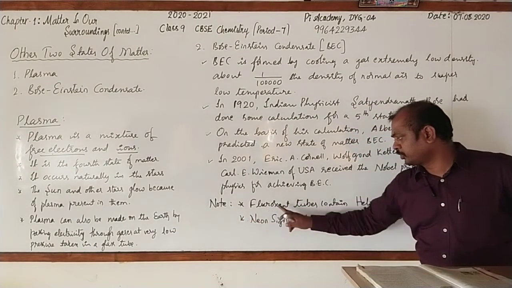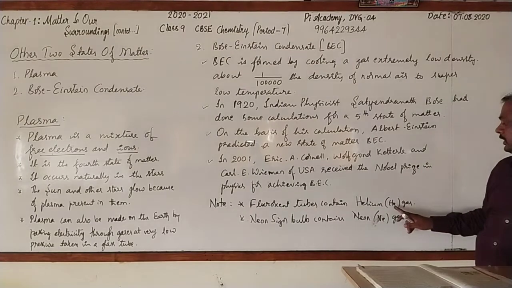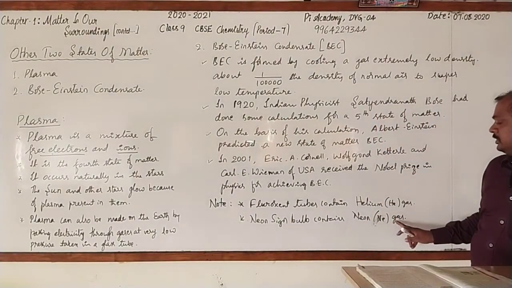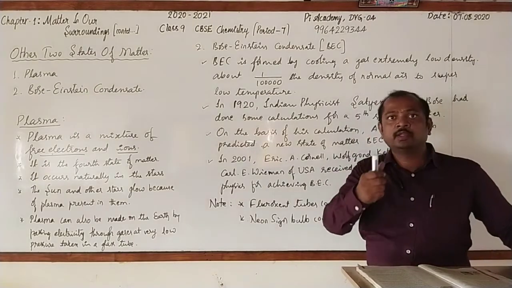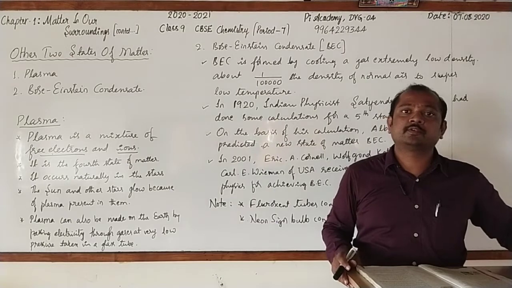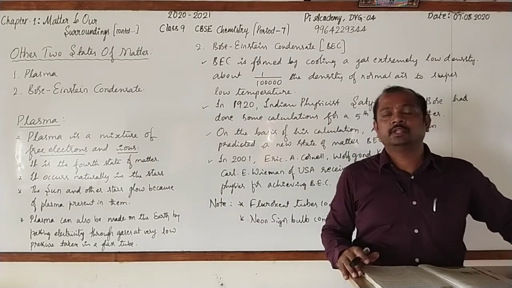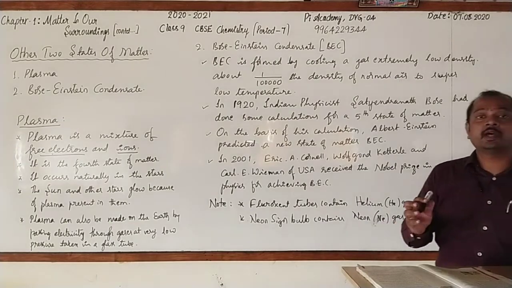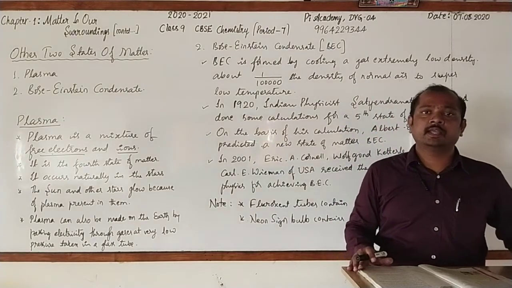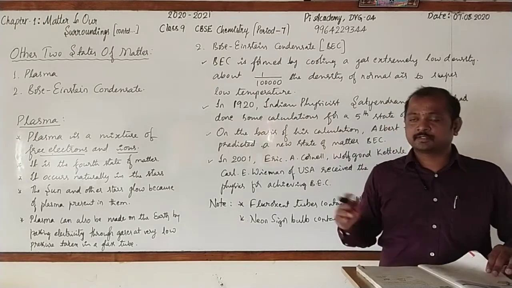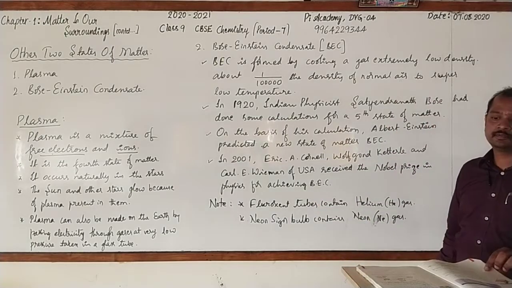That one is: a fluorescent tube contains helium gas, right? And a neon sign bulb contains neon gas. And you know the color of the tubes depends on the nature of the gas that we use in the tubes. Okay, copy these 2 points. Then after that, we are moving to the answers for the questions that are given in the exercise. Yes, please go for writing this.